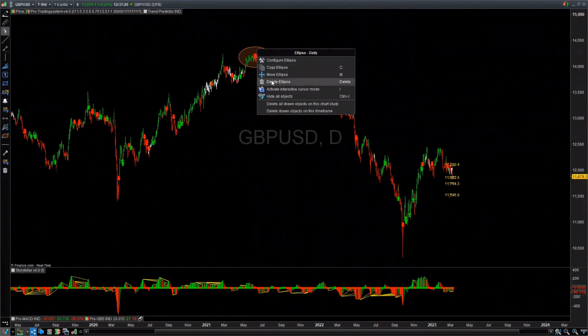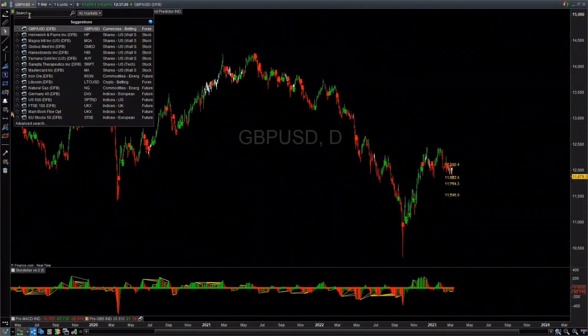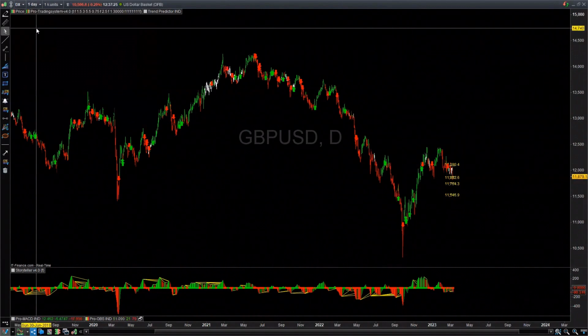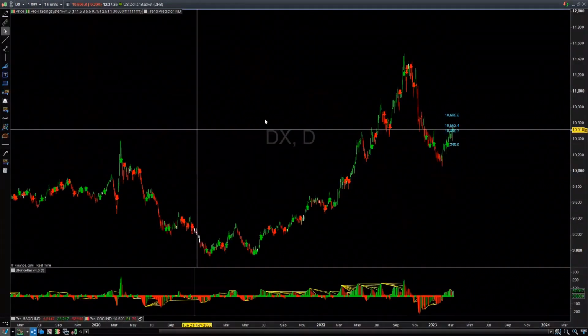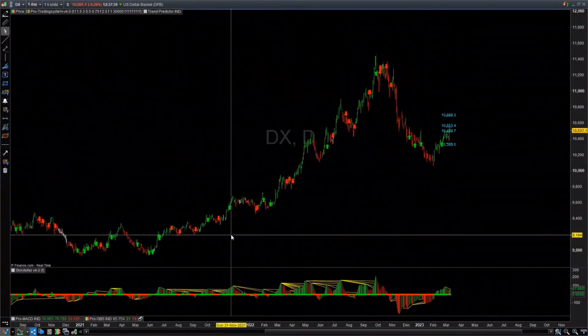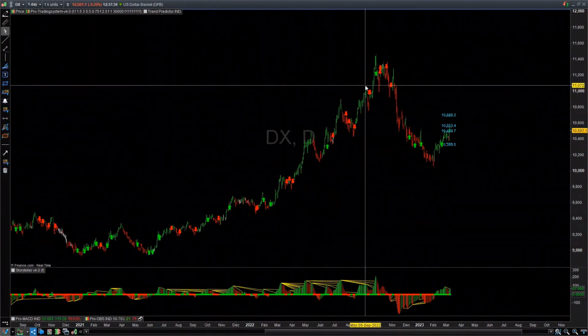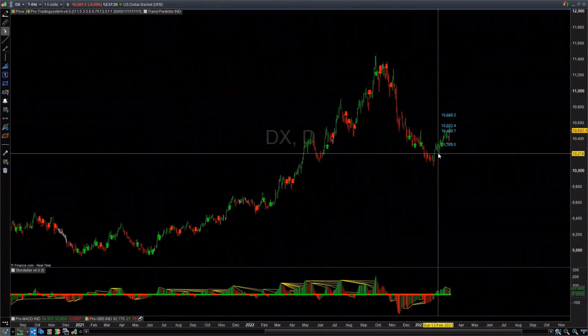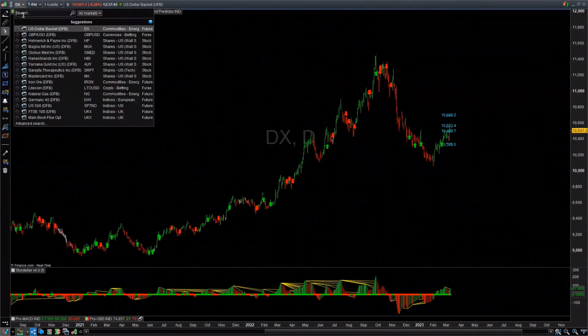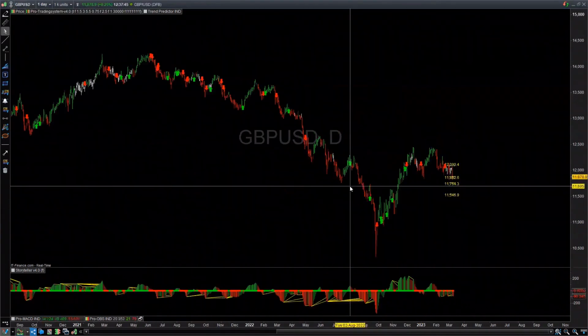And to show you this, let's go look at the dollar index. So this is a dollar basket. The dollar index is the dollar against a basket of currencies, so not just one. And you can see the dollar's been moving up for a very long period of time before this very sharp retracement. Okay, so let's go back to GBP USD.